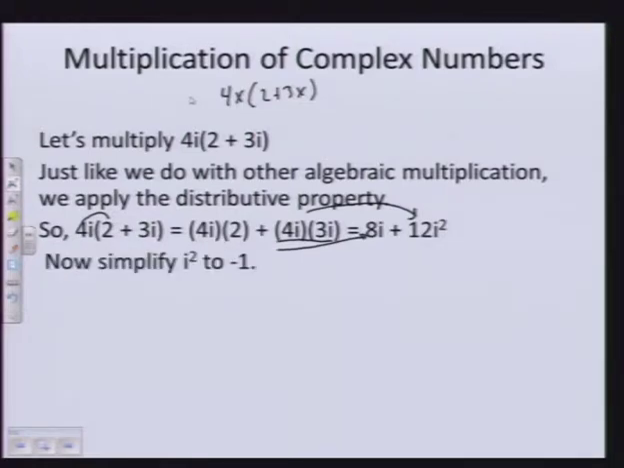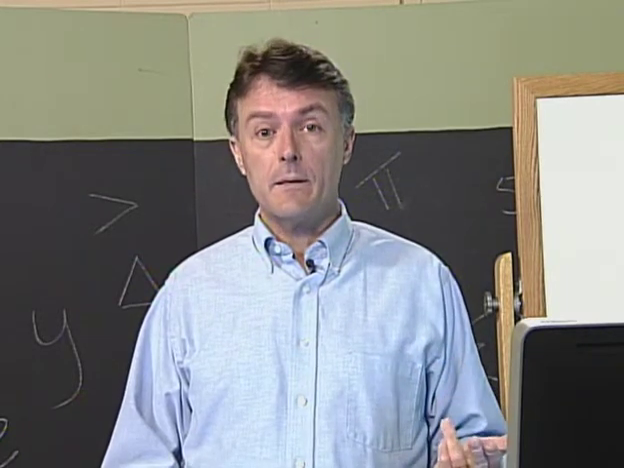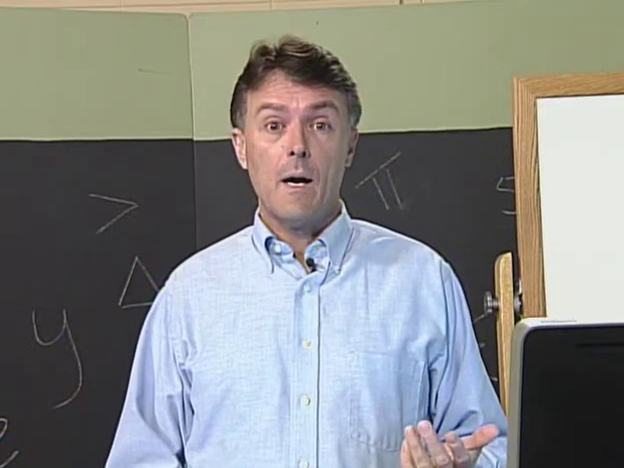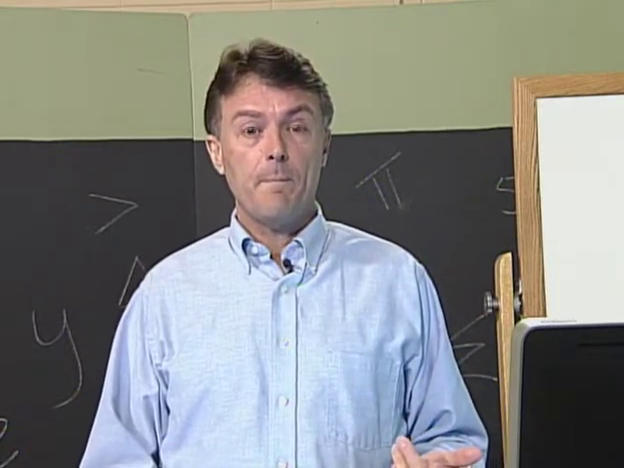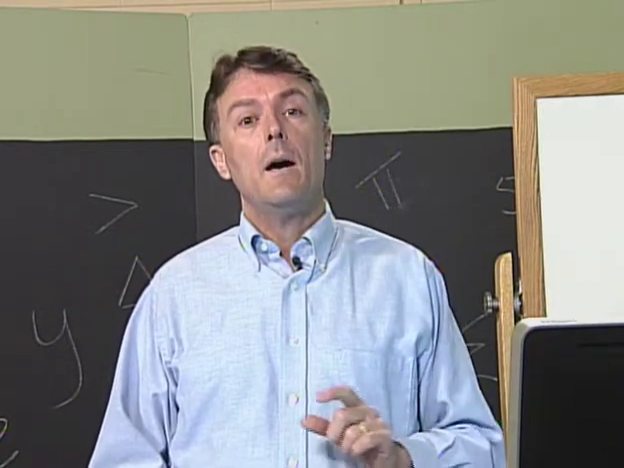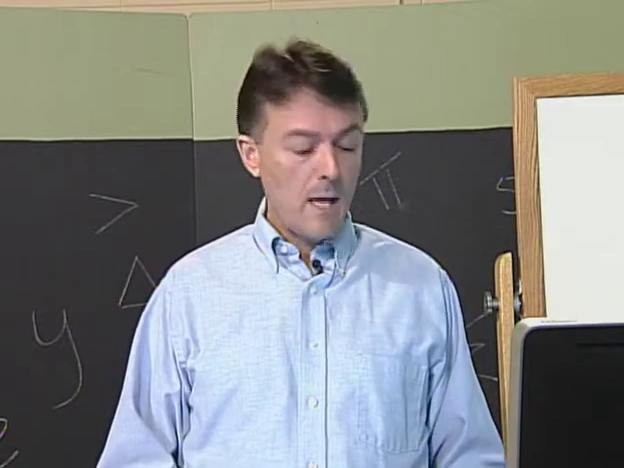We now need to simplify i squared to negative 1. Remember that was one of our basic definitions back when we looked at the 4 exponential forms of i, that is i to the first power, i to the second, i to the third, and i to the fourth, and that i squared is going to be equal to negative 1. So here we're going to replace the i squared in the expression with a negative 1. So let's go ahead and do that and see what happens.